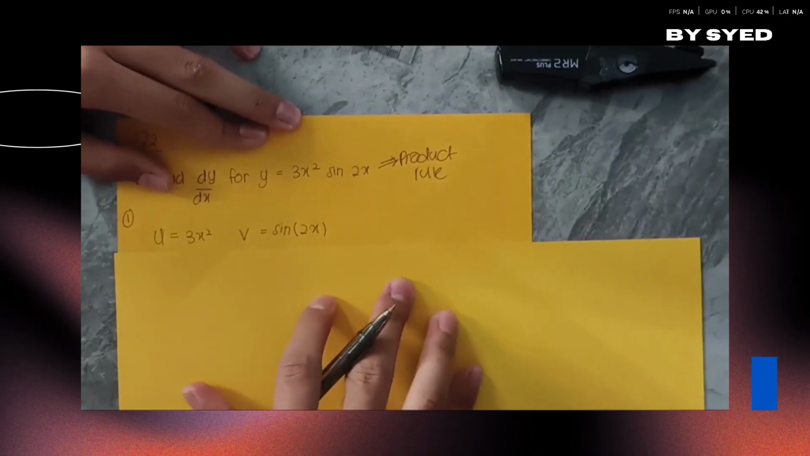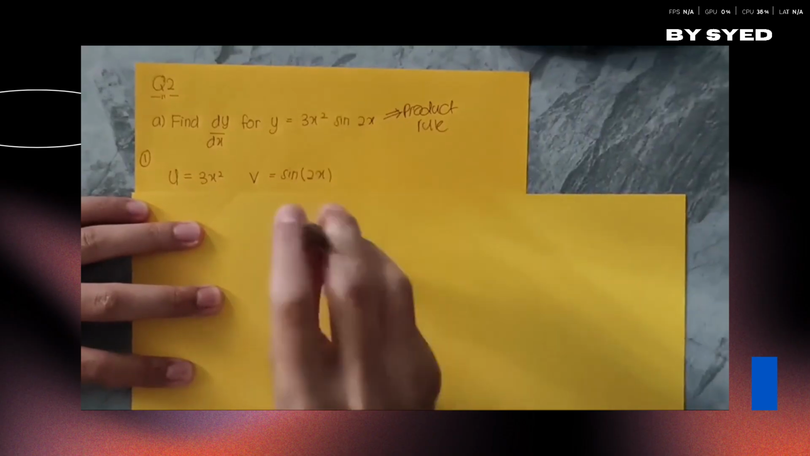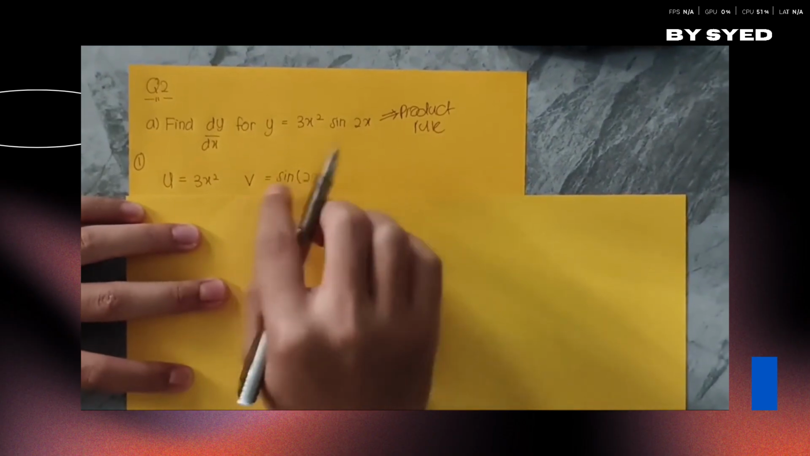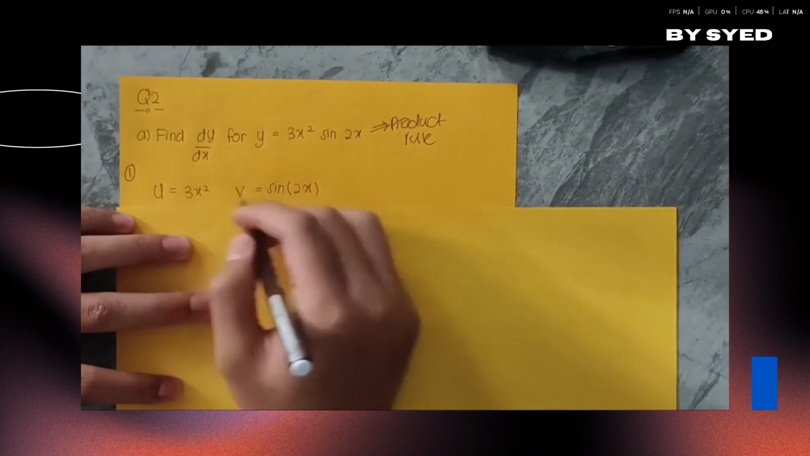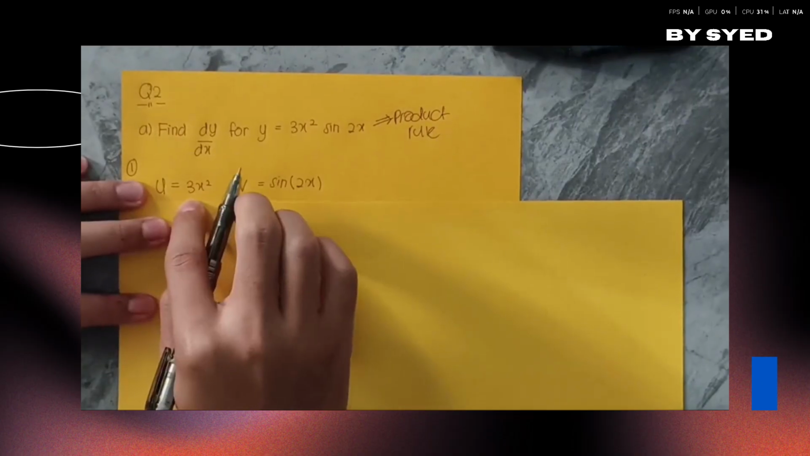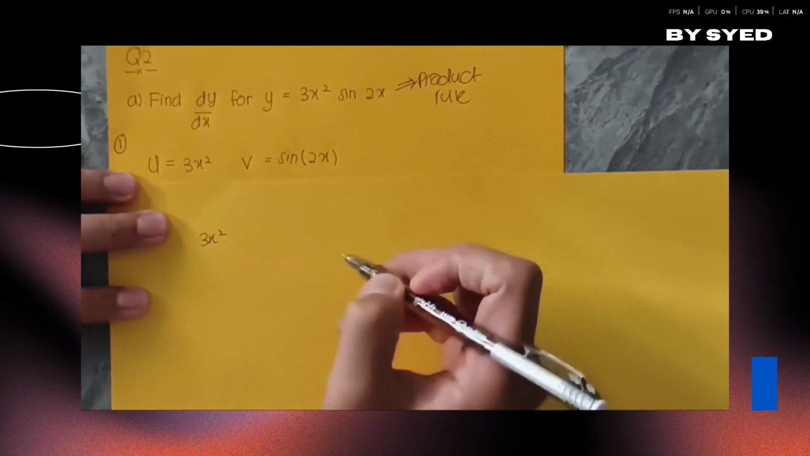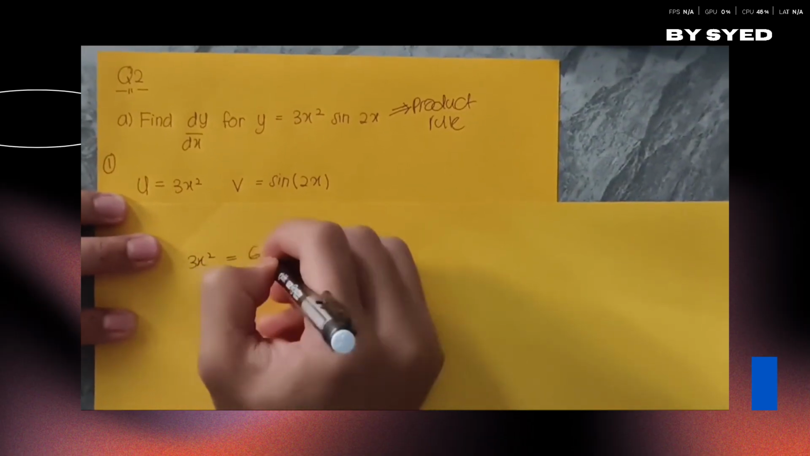Okay, step 1 for the product rule, you need to label. I label the 3x squared with u and sine 2x with v. So after you label this, you need to differentiate these two variables. When you need to differentiate this variable, 3x squared, you need to use the power rule. So you will get 6x.